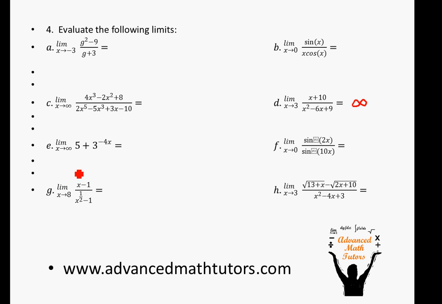All right, here, x going to infinity, 5 plus 3 to negative 4x. If x goes to infinity, 3 to the negative infinity is getting closer and closer to 0, so you pretty much have 5 plus 0. Oh, I ran out of power. Oh no.